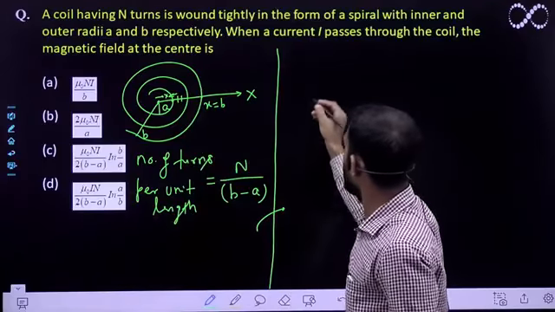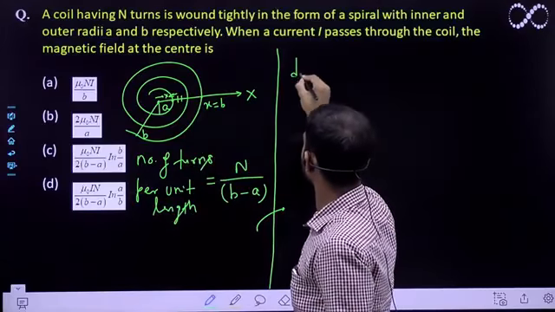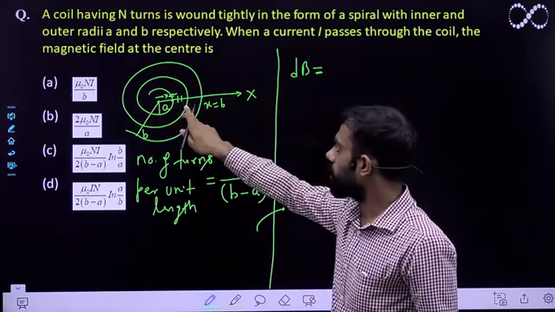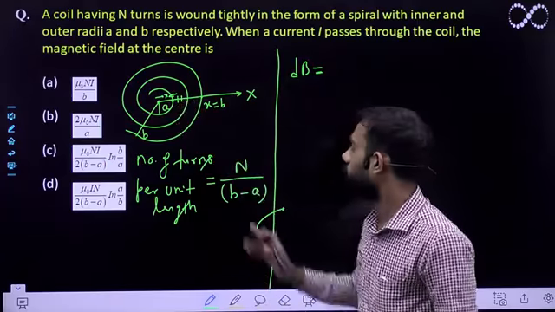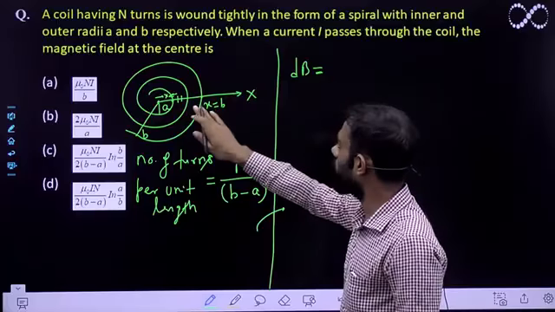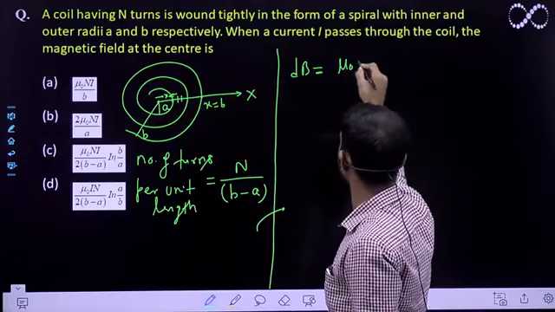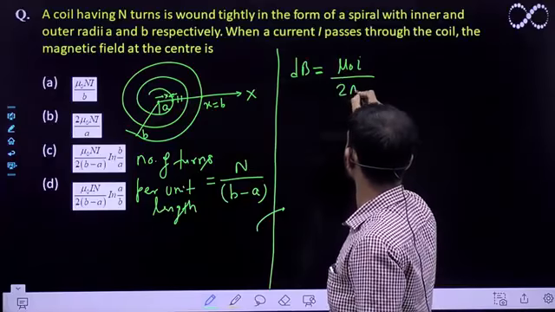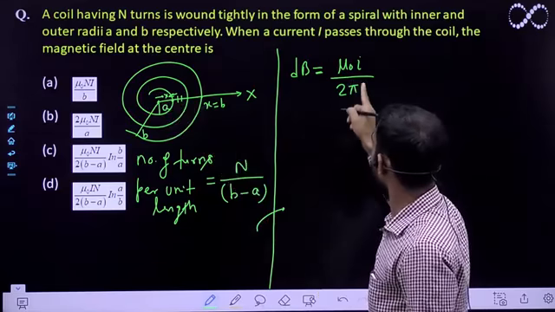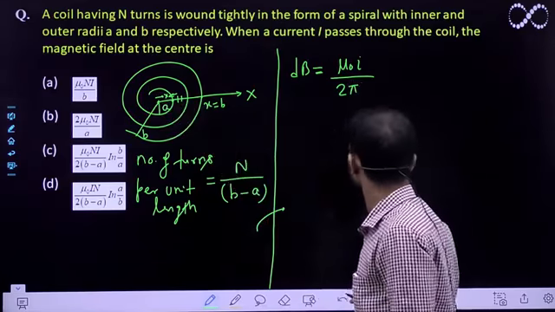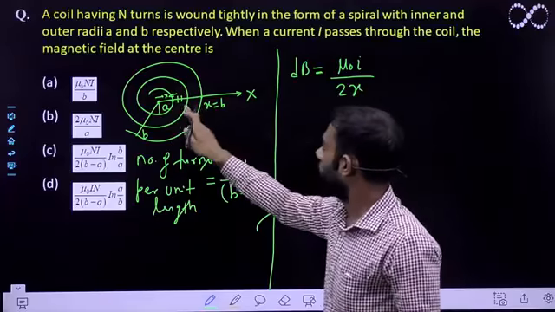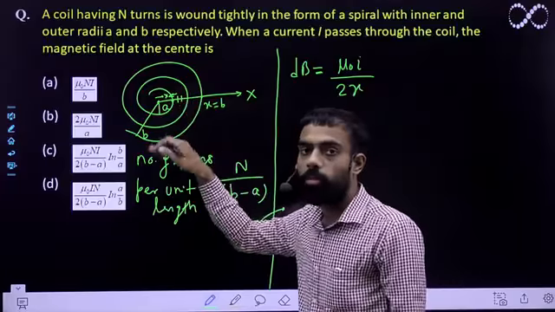Right, so dB is the magnetic field due to all the turns which lie inside the dx. So let us see how much will be there. First, for one turn, how much magnetic field? Mu naught I upon 2 pi, and what is the distance? x. So I will say here mu naught I upon 2x, because this is circular. And in this dx length, how many turns are there?